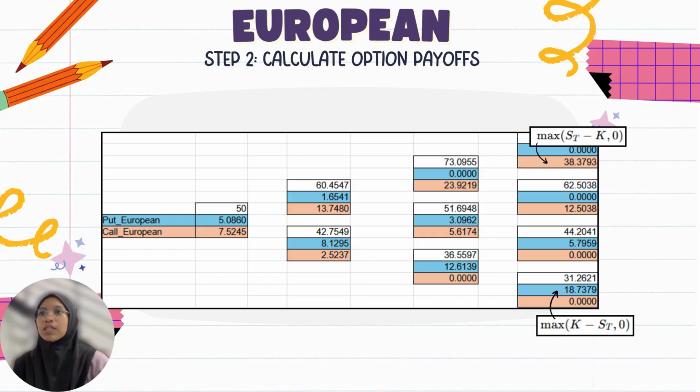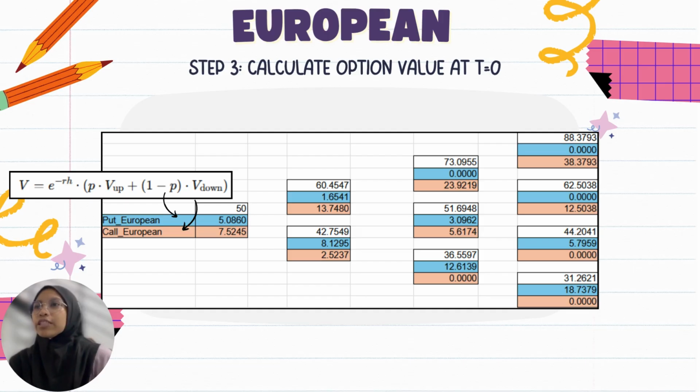For example, for the column that I showed, the calculation will be 88.3793 minus 50, because it is stock price at maturity minus strike price, and then we get 38.3793. And then for the put option, it's the opposite, vice versa. It means it's the strike price minus stock price at maturity. The one that I showed in the column is 50 minus 88.3793, which equals 0, because the stock price is greater than our strike price.